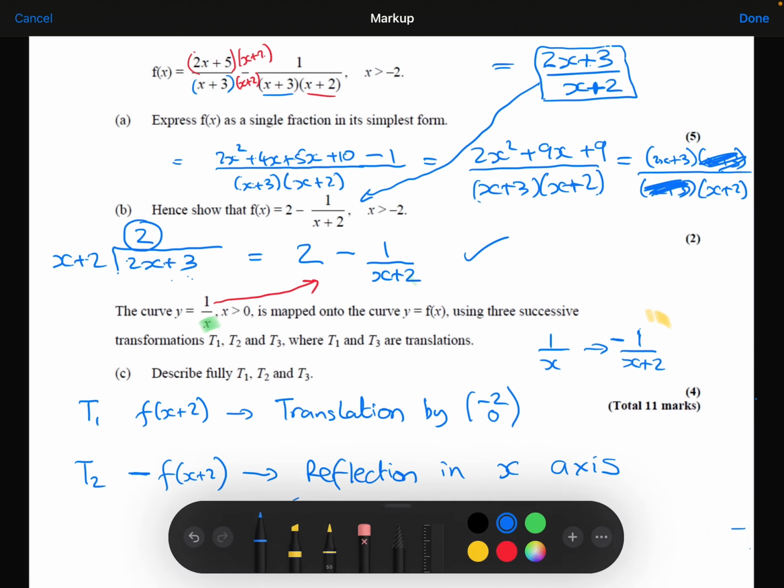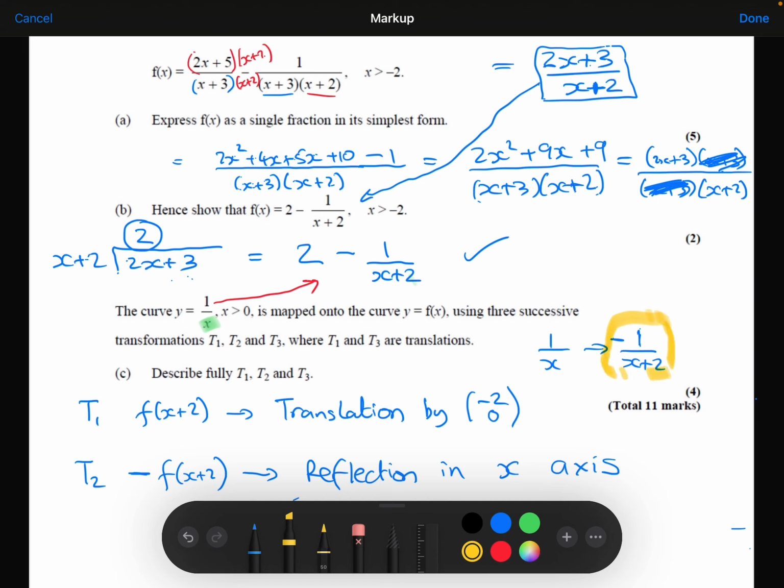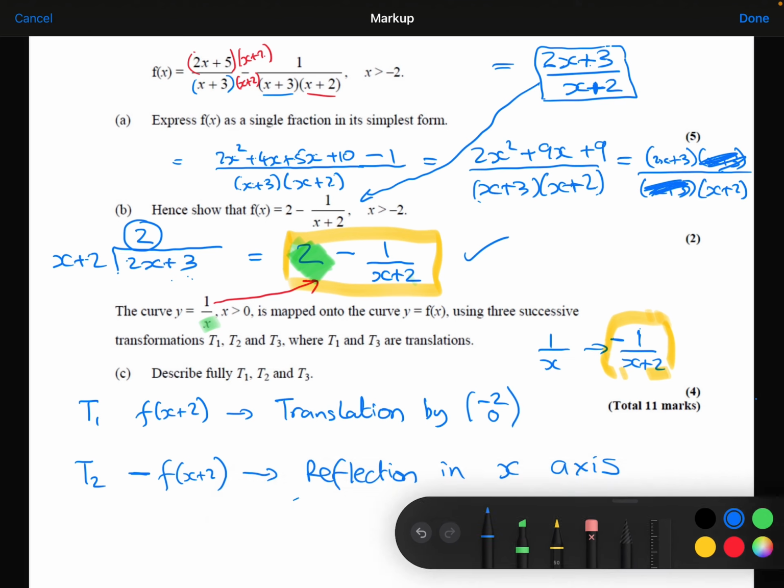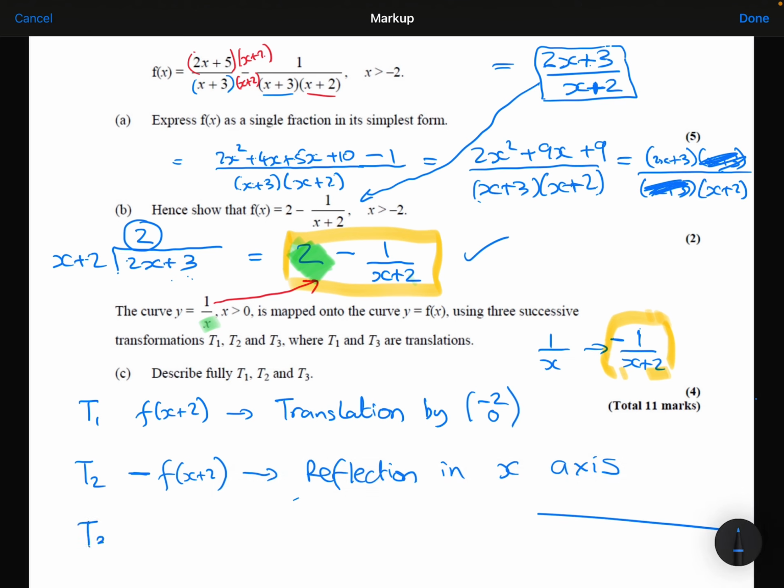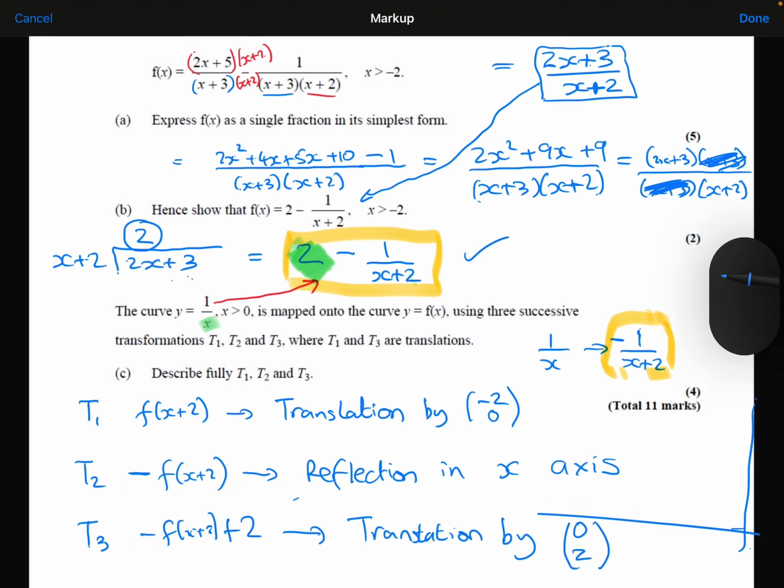And the final thing to make this look like this is we've got this plus 2 in the front there. So we've had 2 added to it. So T3 is like saying minus 1 over x plus 2, plus the 2. The 2 is on the outside, so it affects the y coordinates. It's a translation by (0, 2).